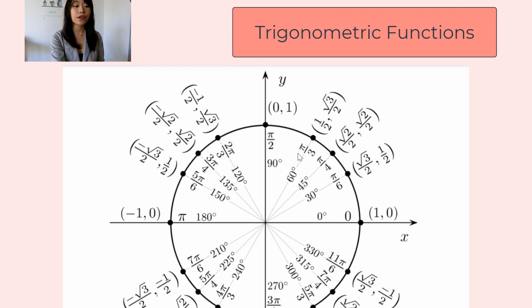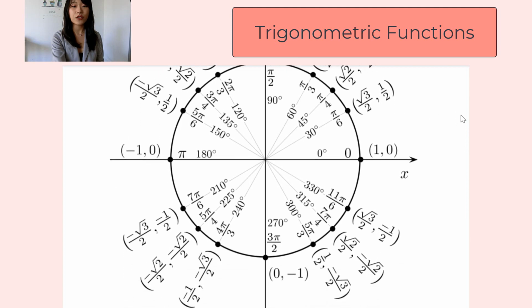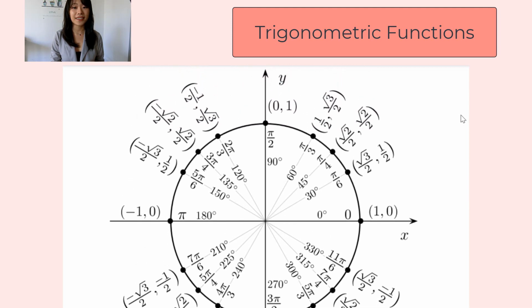Let's look at pi over 3 radians. This point has coordinates of 1 over 2 and square root of 3 divided by 2, which means cosine of pi over 3 equals 1 over 2, and sine of pi over 3 equals square root of 3 divided by 2. So if you can memorize this circle, then you can find the trigonometric functions evaluated at these important angles. You'll also find a copy of this unit circle at the beginning of this section, in lecture 36.